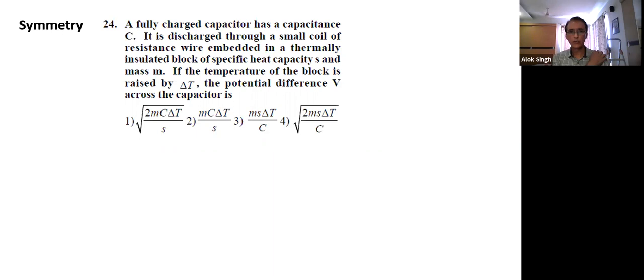So if all of you read the question: a fully charged capacitor has capacitance C. It discharges through a small coil of resistance wire embedded in a thermally insulated block of heat capacity S and mass M. So what is happening in this question? Discharge means what? Initially, the capacitor had potential energy. The entire potential energy has been lost.